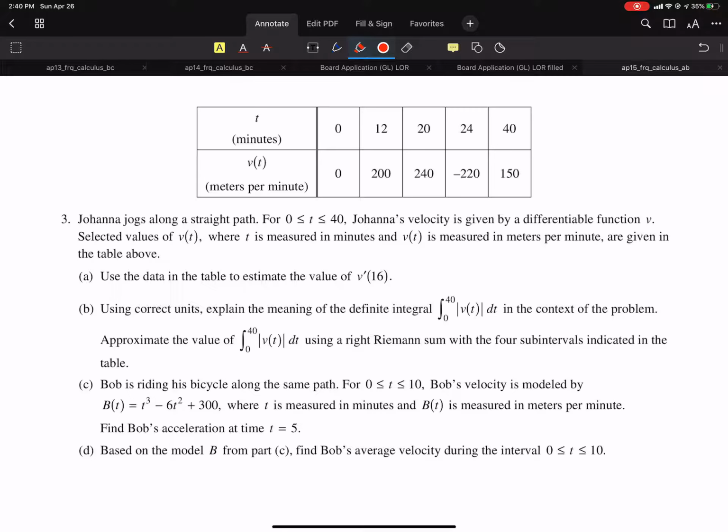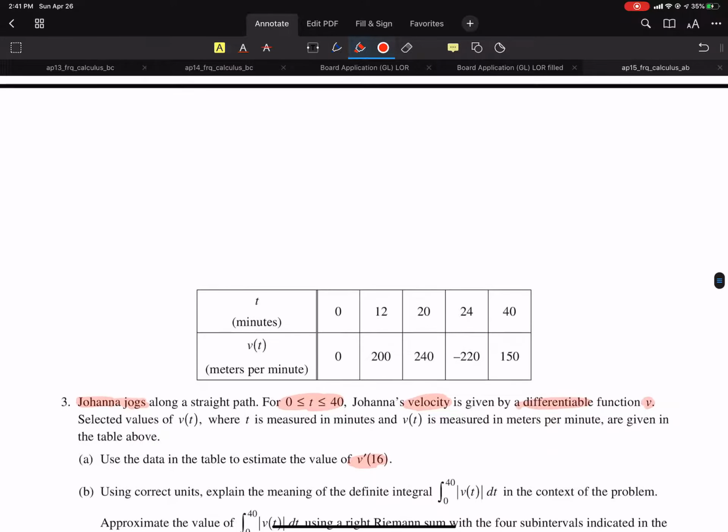So for AB students this year, you won't be required to do the integration part of these type of problems, but you still need to understand the concept of position, velocity, and acceleration. So let's take a look. We have Johanna jogging for 40 minutes. And so the velocity is differentiable v. And let's see what they want. We want to estimate the derivative of v at 16.